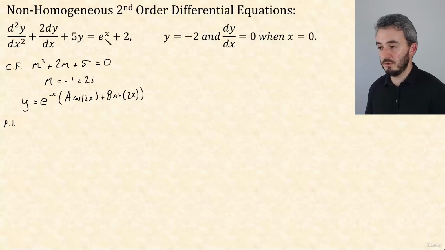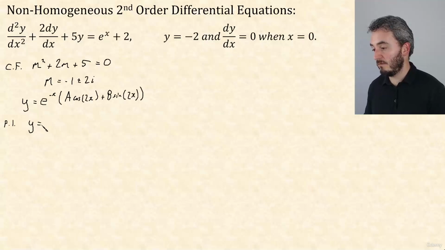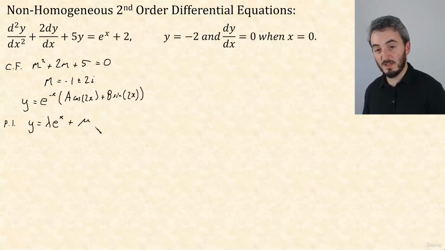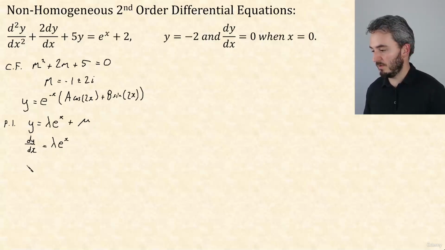It's got an exponential bit and it's got a linear bit, which means that my particular integral must have an arbitrary amount of the exponential bit plus an arbitrary constant. It's going to look something like that. Now we have dy by dx is lambda e to the x, and the mu goes, and d2y by dx squared is just lambda e to the x.